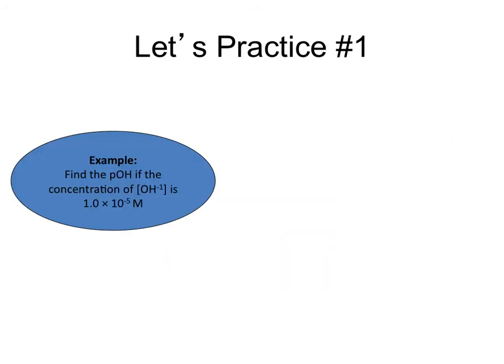So let's take a look at this example. It says find the pOH if the concentration of the hydroxide ion is 1 times 10 to the negative 5th. So we know that pOH is equal to the negative log of the hydroxide ion concentration. Since they've given me the hydroxide ion concentration, I'm going to substitute that number in, and I'm going to use my calculator like before.